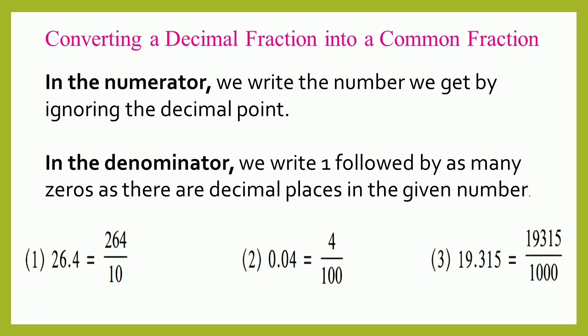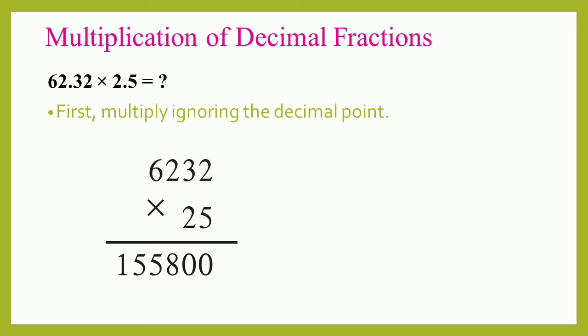In the third example, the number is 19.315. So we will convert this number into a common fraction. After ignoring the decimal point, the number will be 19,315, and in the denominator we will write 1, and since there are 3 places after the decimal point, we will put 3 zeros. So the answer becomes 19,315 upon 1000.